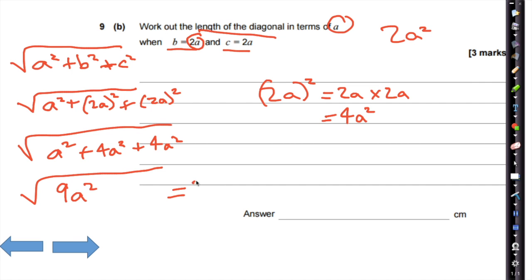So the square root of 9 is 3. And the square root of a squared is a, because we're unwrapping that a squared. So it's going to be 3a.